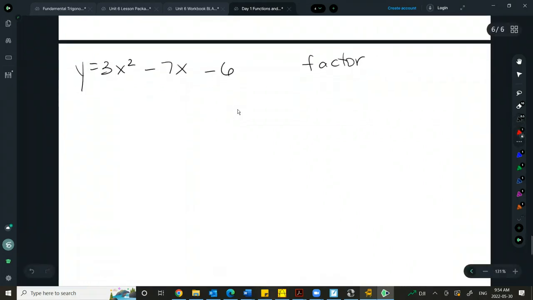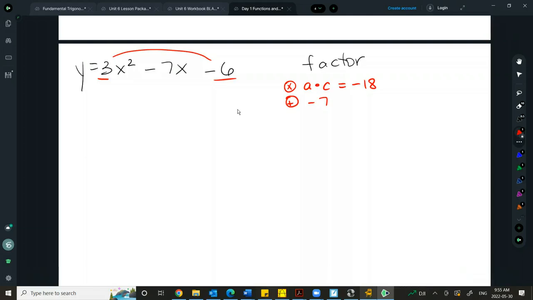Josh? Multiply A and C, and you get that, and then you figure out what times what equals negative 18, and then adds negative 7. Okay, so in this case, this is long, hard trinomial factoring. You have to do a couple extra steps. What multiplies to A times C and adds to B? So what two things multiply to negative 18 and add to negative 7? Maya? Negative 9 and 2.